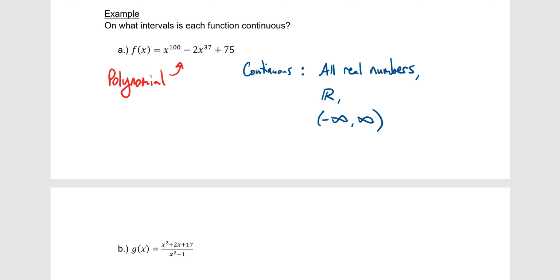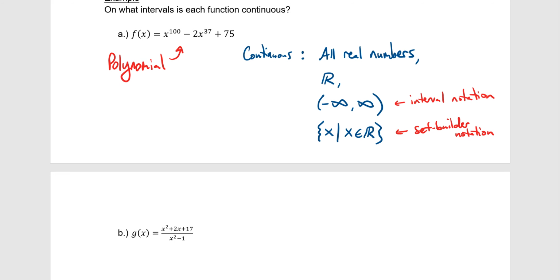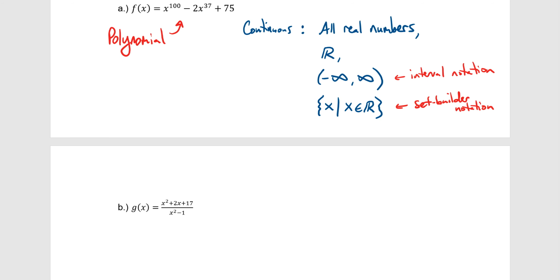And I'll do one more. I'm going to do set builder and say it's the set of x's such that x is a member of the real numbers, an element of the real numbers. Okay, so any one of those would have been fine. And if you haven't seen this little symbol, this means is an element of, or belongs to.